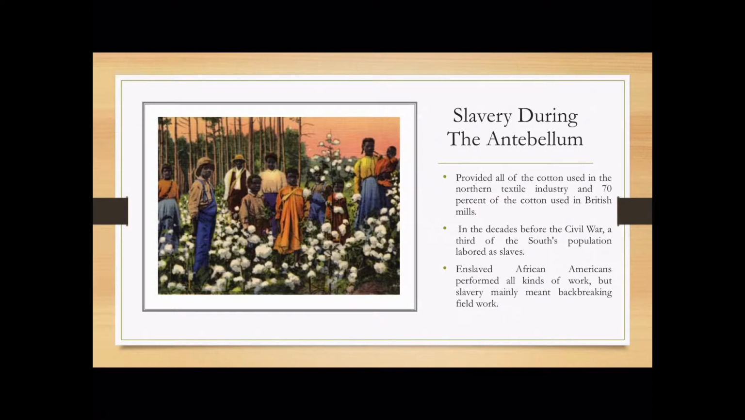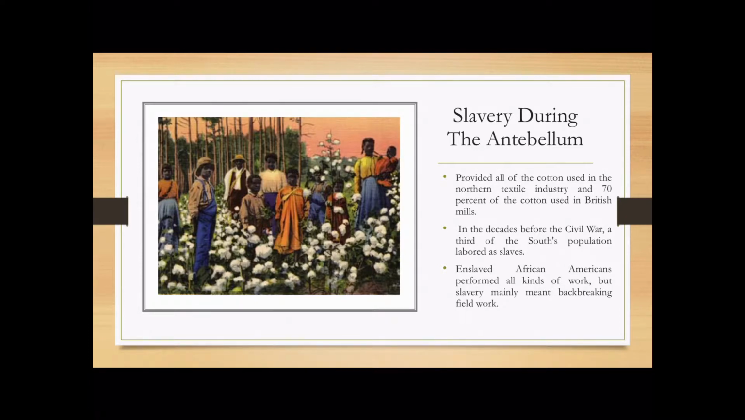During the decades before the Civil War, slaves grow cotton, which represents half the value of all U.S. exports, and provides almost all of the cotton used in the northern textile industry and 70% of the cotton used in British mills. In the decades before the Civil War, a third of the South's population labored as slaves, performing all kinds of work, but slavery mainly meant arduous field work.